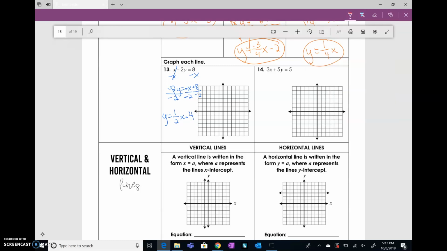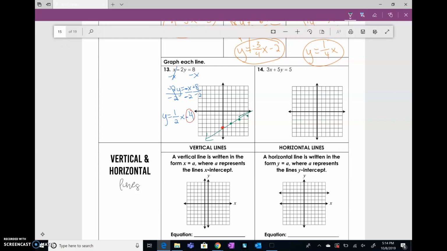So I'm going to graph it. I start at -4 because that's my y-intercept, and then I'm going to go up 1 over 2, up 1 over 2, up 1 over 2. That's kind of the line.